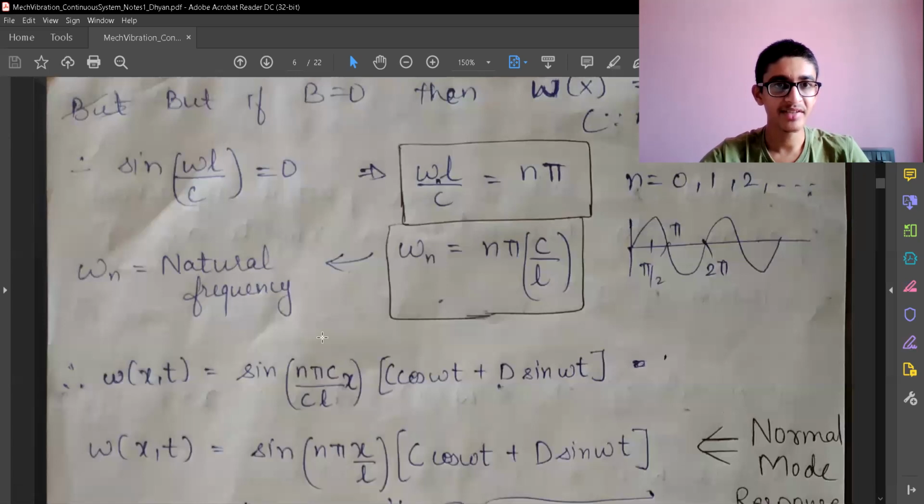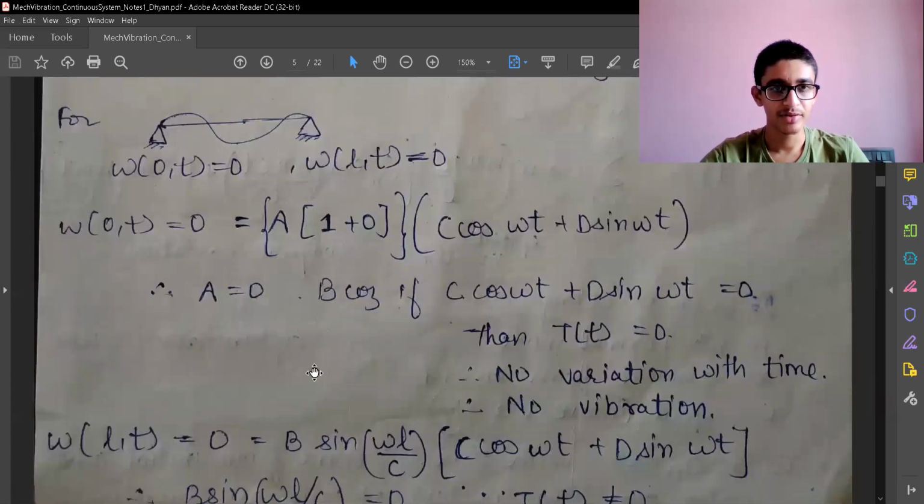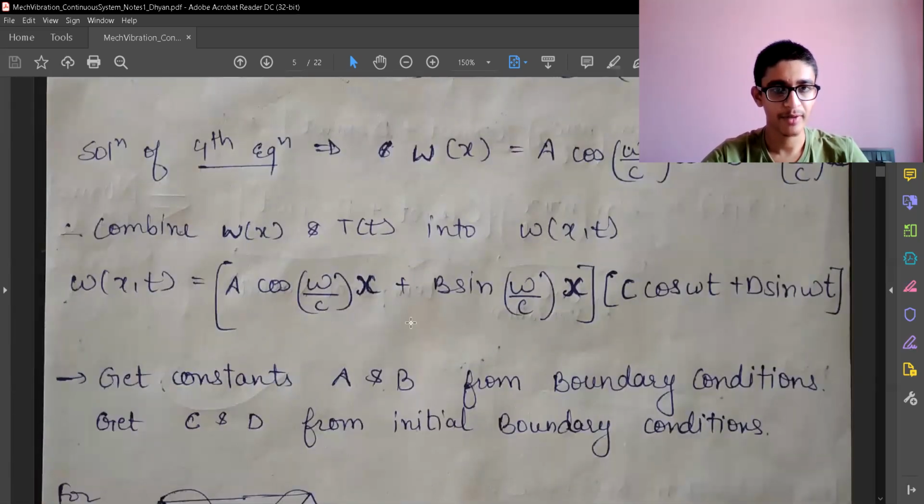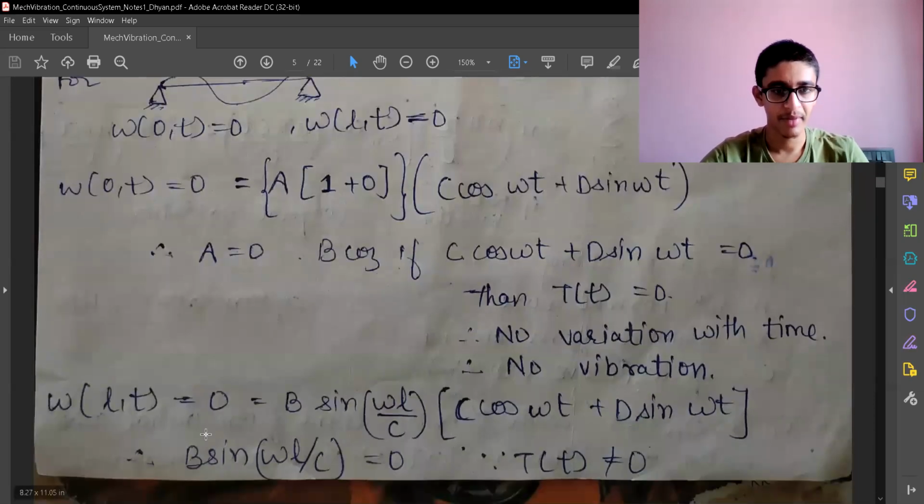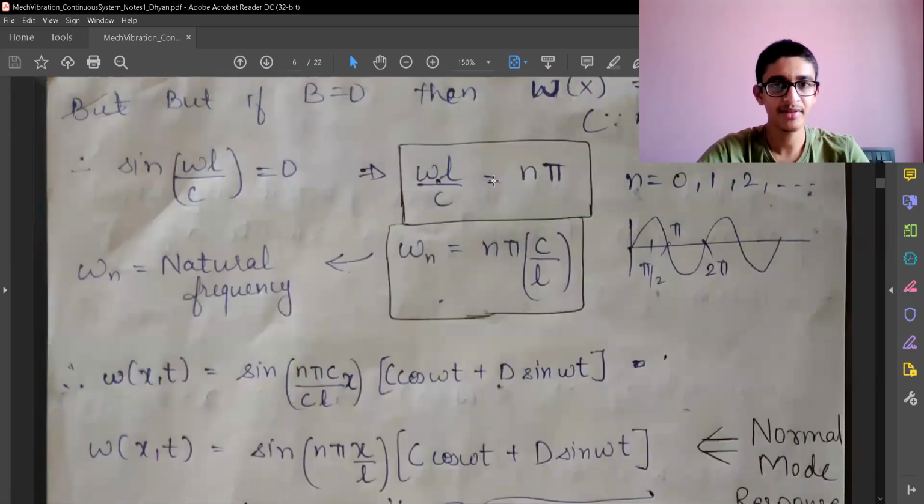Now if I put b equal to zero, then also my a is already zero. So if I put b equal to zero, that means my w will always be zero irrespective of the time, because a was zero. So I cannot put b at zero. So my only option will be sine of omega l by c equal to zero. That means omega l by c is n pi, because sine is zero at n pi values.